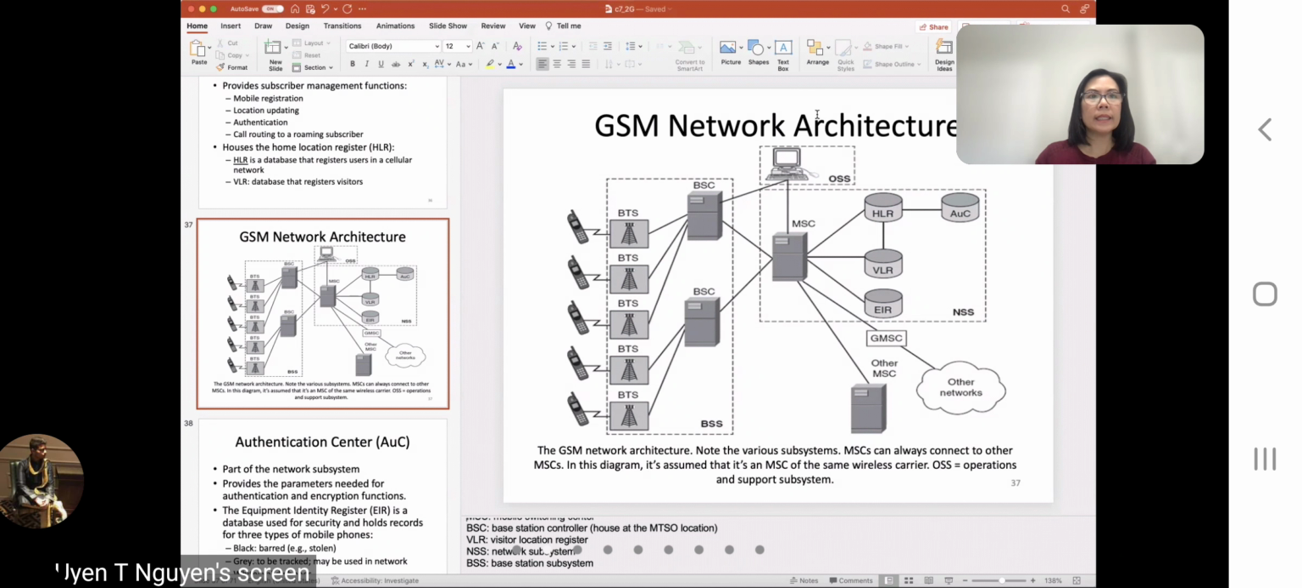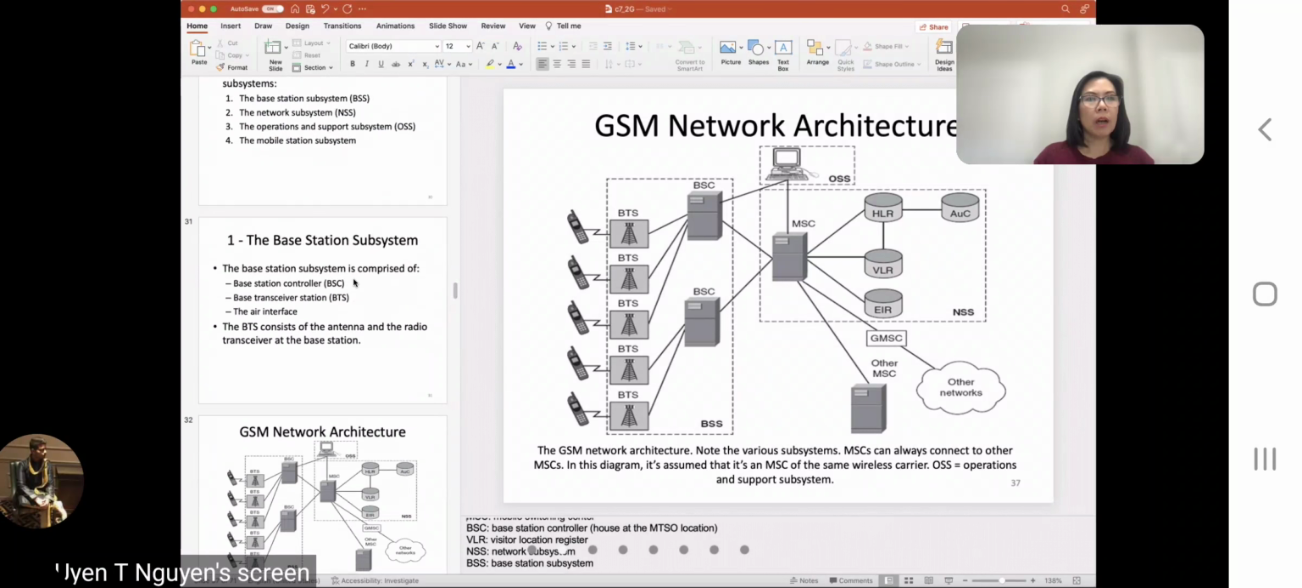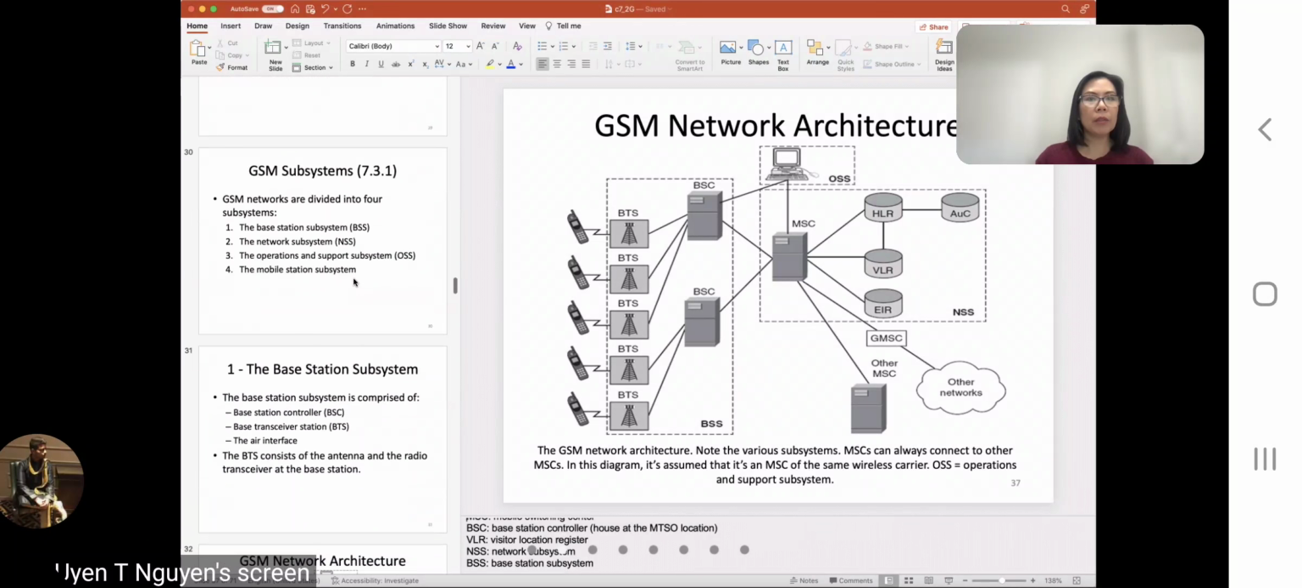Okay, so let's continue with the 2G networks. So last time we started the GSM network architecture. GSM is the second generation cellular network, and we talked about 4 components of a GSM network.